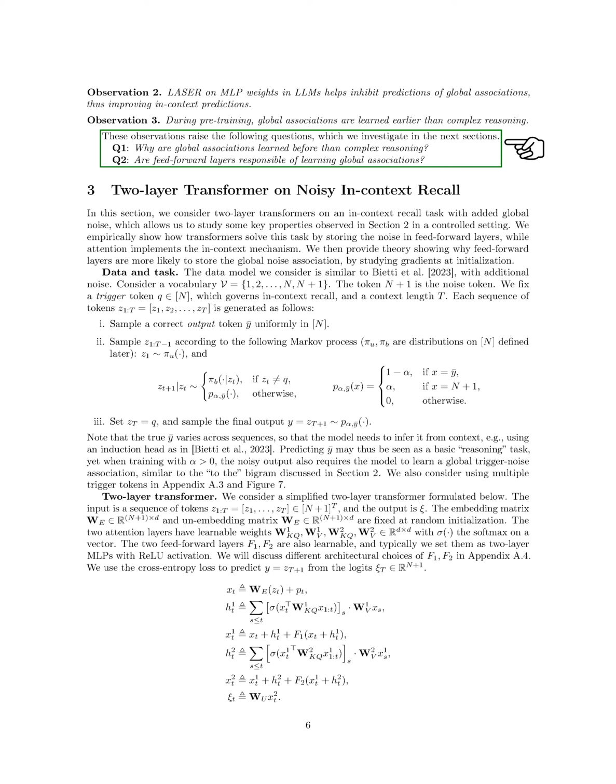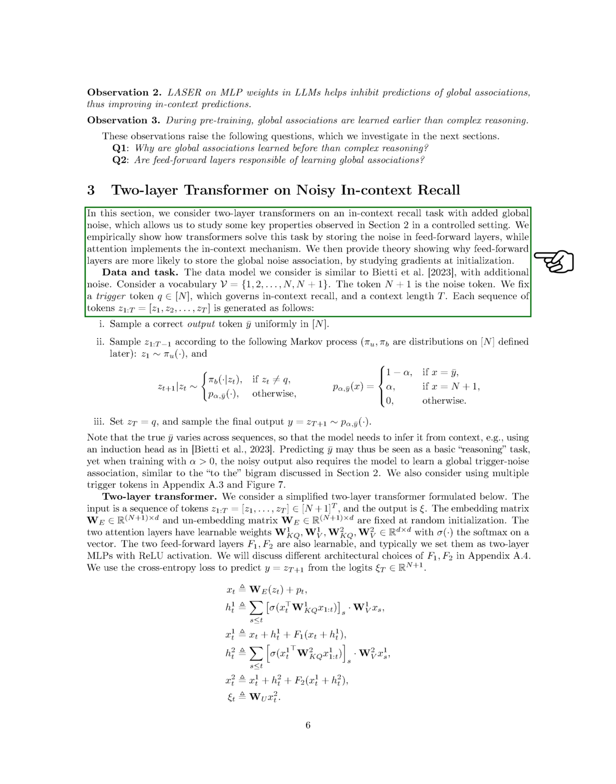Section: Two-layer transformer on noisy in-context recall. In this section, we explore two-layer transformers in the context of an in-context recall task with added global noise. This setup allows us to investigate important properties we observed earlier in a controlled environment.